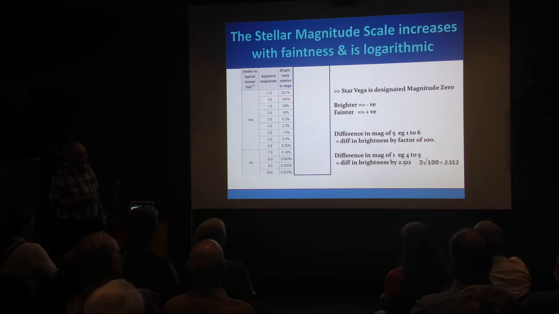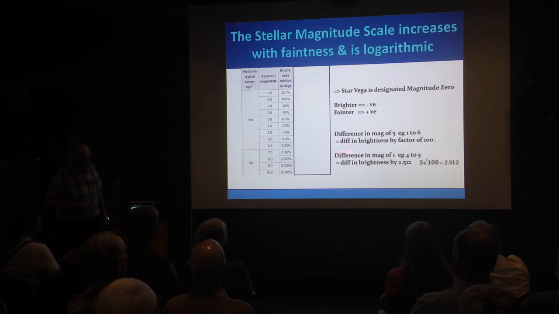You can see that here. Vega is 0, 100% brightness, what it's calibrated against. Go down to a magnitude of 5, and it's only 1%, or a 100th, of the brightness. So that's how it works. How about the difference in brightness between a magnitude of, say, 2 and 3, or 3 and 4?